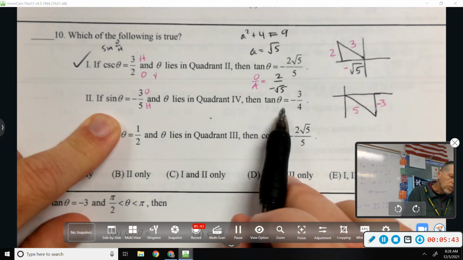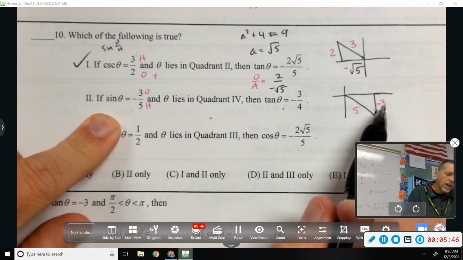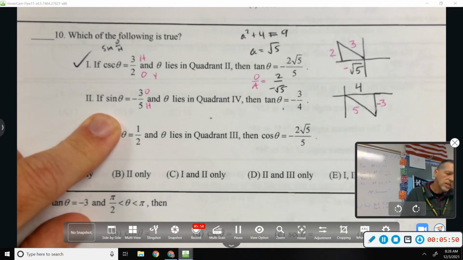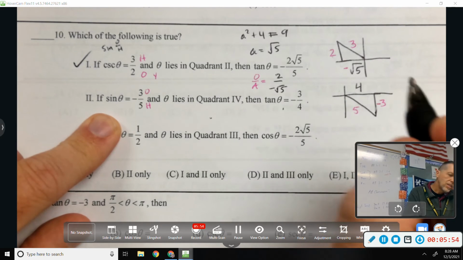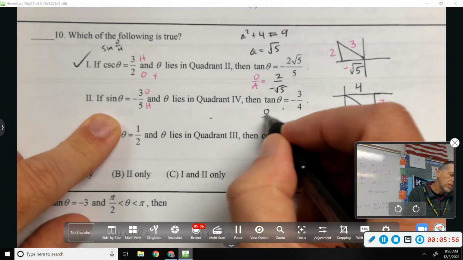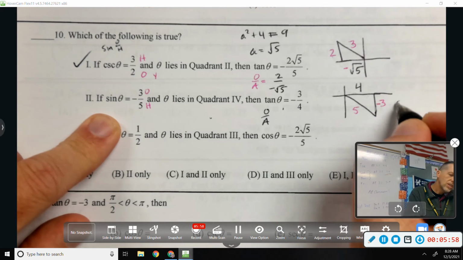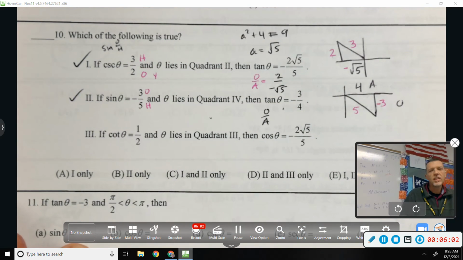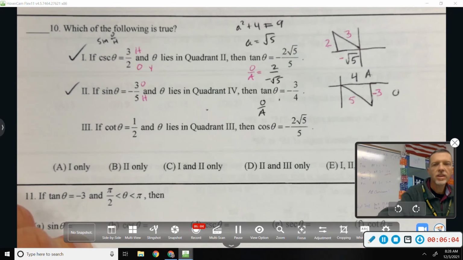Then tangent, well, I need to find the missing side. Oh, 3, 4, 5. Positive 4 because it's going to the right. Tangent is opposite over adjacent, which would be negative 3/4. Okay, so number 2 is good.